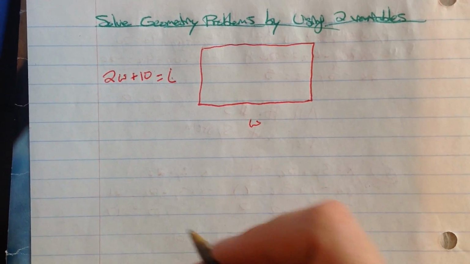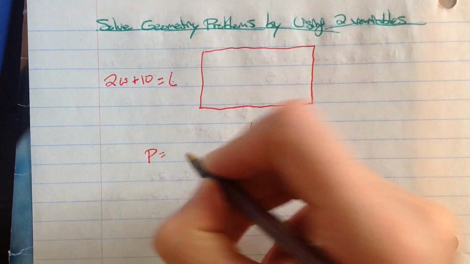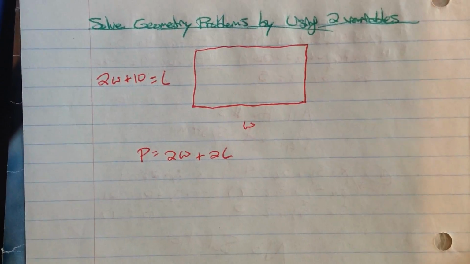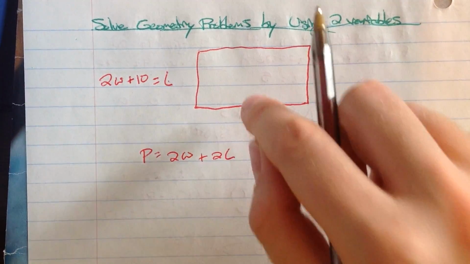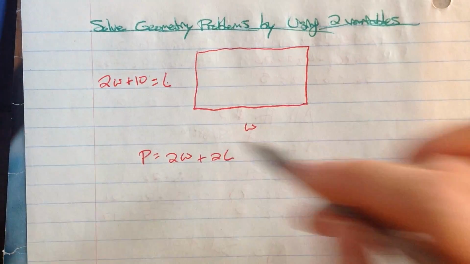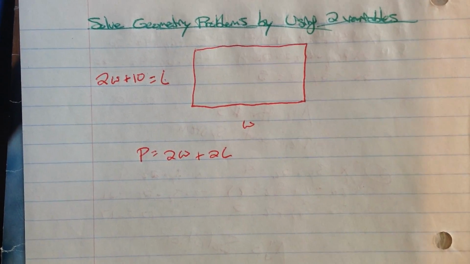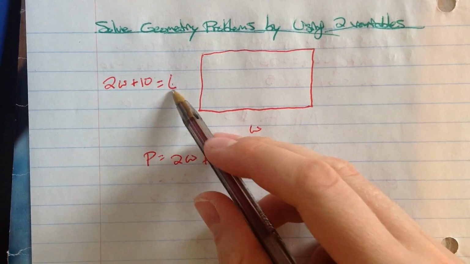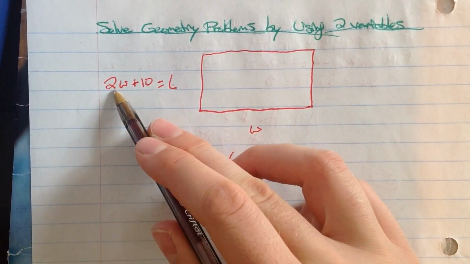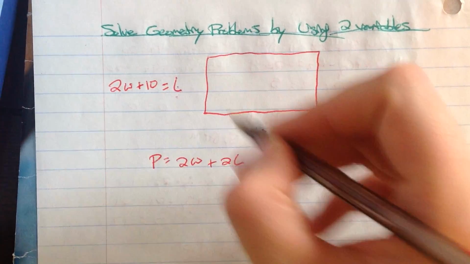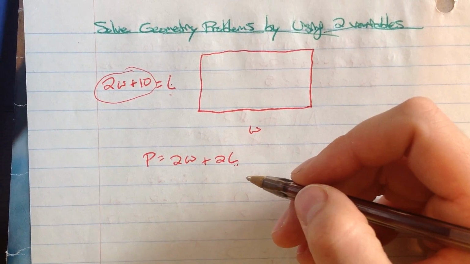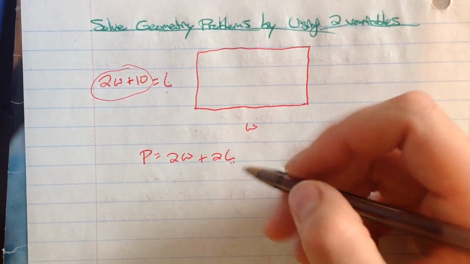We also know that if we were going to find a perimeter, we would add up 2 widths plus 2 lengths. Because we have 2 sides that are lengths and 2 sides that are widths. And perimeter is adding up the whole thing. Well, the interesting thing to note, we know that length is equal to this, 10 more than 2 times the width. So instead of length here, we could actually put this. This is just like substitution.